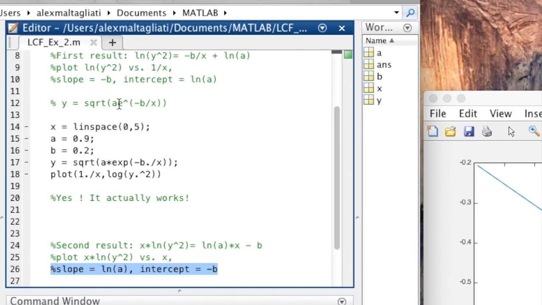And if you look, you see that the slope and the intercept values switch. The negative b and the natural log of a switch for both of these two cases.